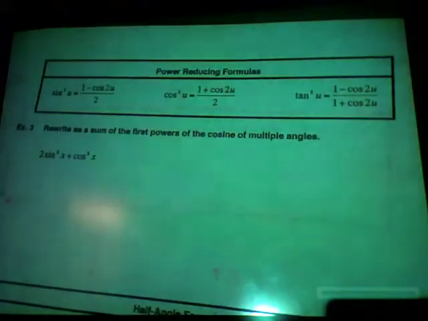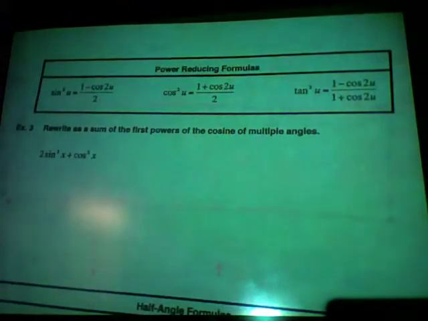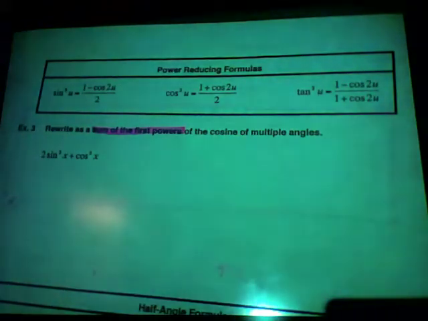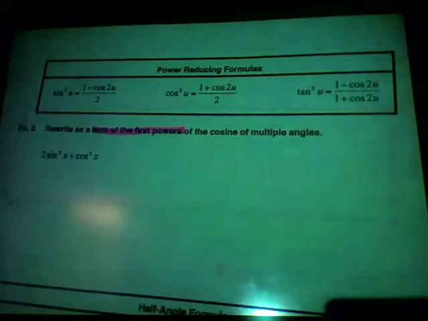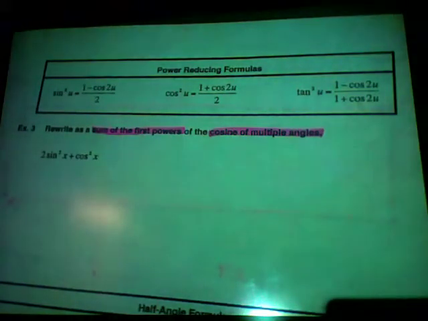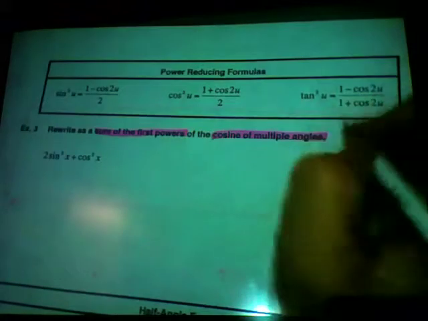Now we're going to look at our power reducing formulas. And look what the directions say. The directions quite clearly say write as a sum of the first powers, meaning we don't want anything to the second power. We want it raised to the first, an exponent of 1, so just sine, just cosine. And it says of the cosine of multiple angles, so it's going to be cosine of 2x. Cosine of 2x should be in our answer. That's okay to have. Now, having said that, you need to write yourself a note.